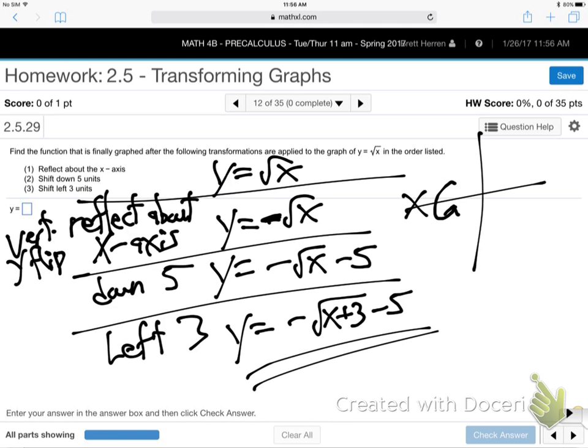So for y, the negatives make it go down, and positives make it go up. But for x, positives make it go left, right? Those are opposite. Yeah, x does opposite. So y always does normal: positive is up, negative is down, and x does opposite: positive is left, negative is right. Good? And same thing for stretches and compressions. All right.